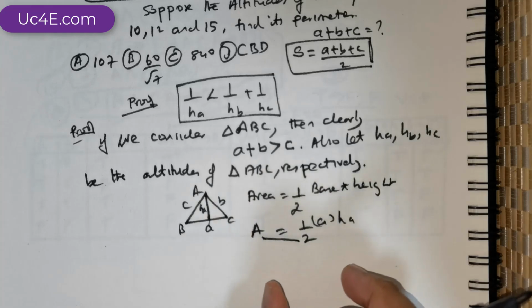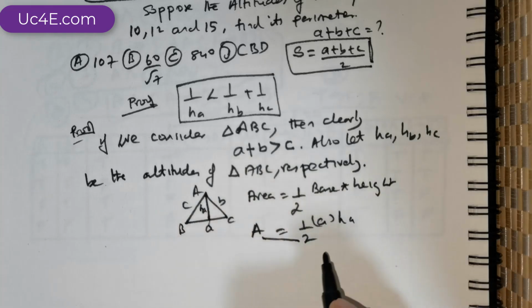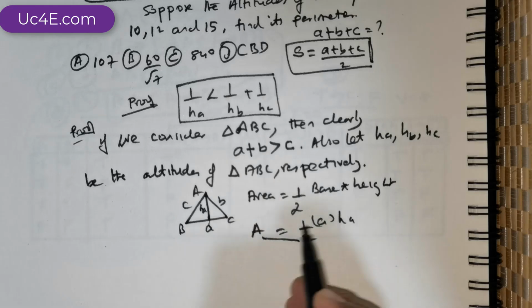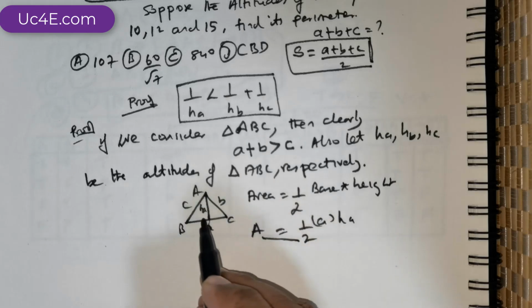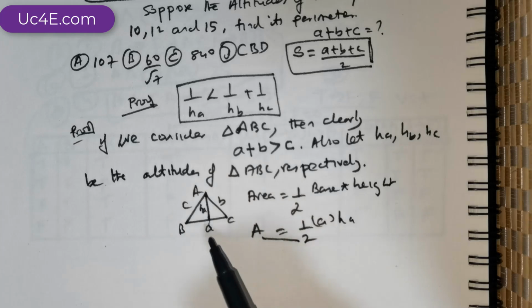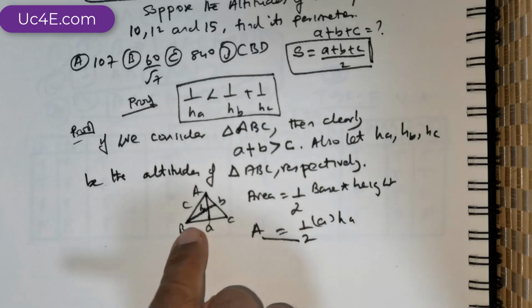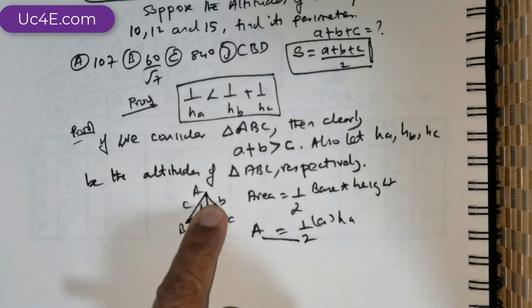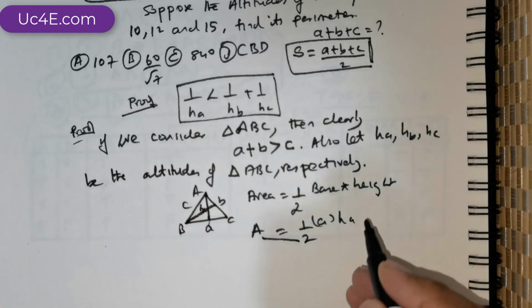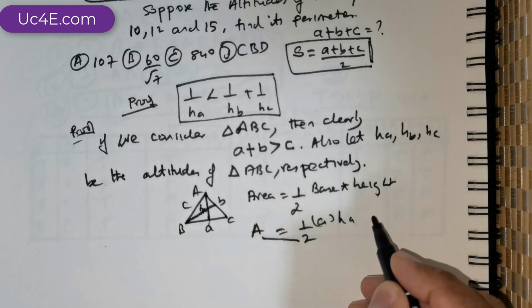Before I take the 2 out to the left, I have obtained this area taking ha to be the height here. Now what if someone were to take the area with hb as the height, right? You can shift this triangle like this, and hb would be the height with base being b, right? So let me state that.